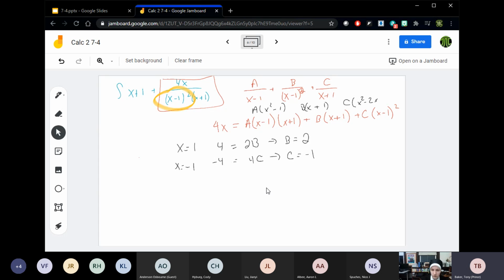It's not going to come out to be 0. Or did I miss one? Hold on a second. Where was it?